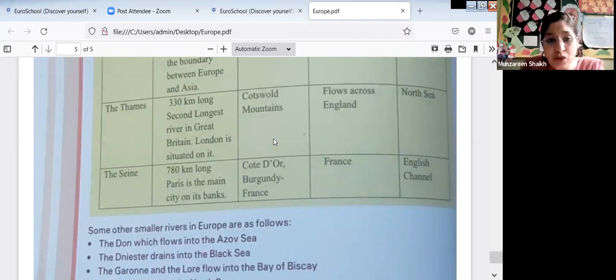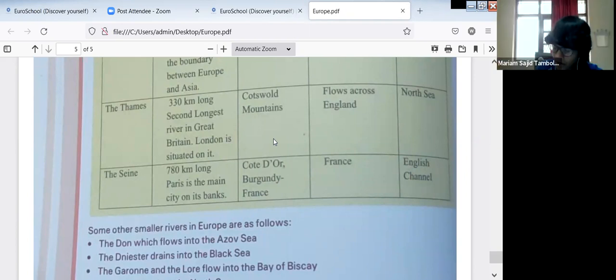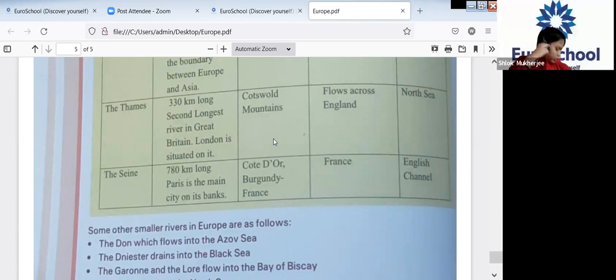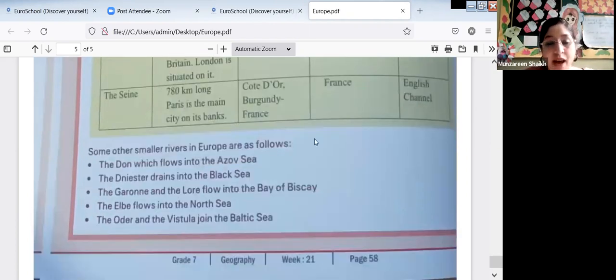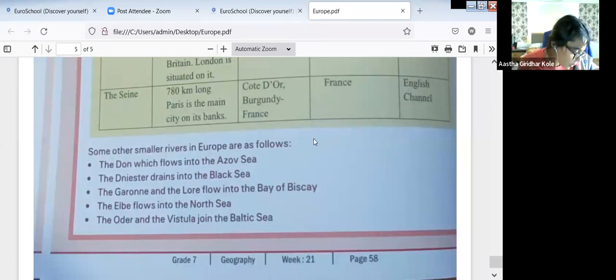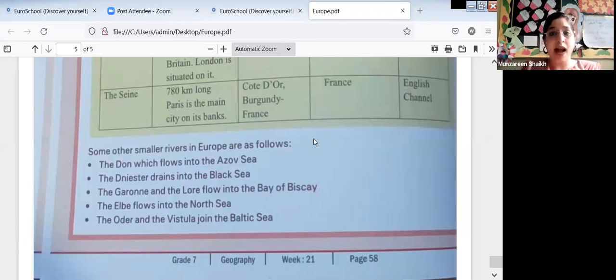Now, what's the source of this particular river, children? Côte d'Or, or you can also call it Burgundy, France. Which country does this river flow through? In Europe, it flows through France. And the mouth of it is the English Channel.